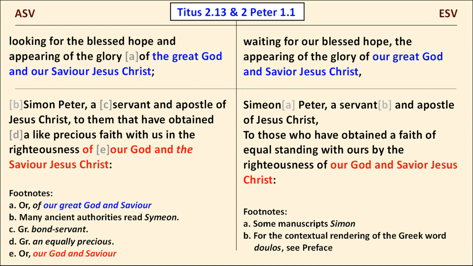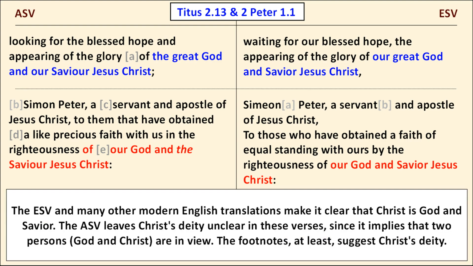This chart compares the two translations in Titus 2:23 in the first row and in 2 Peter 1:1 in the second. The English Standard Version and many other modern English translations make it clear that Christ is God and Savior. The American Standard Version leaves Christ's deity unclear in these verses, since it implies that two persons, God and Christ, are in view. The American Standard Version's footnotes, at least, suggest Christ's deity.